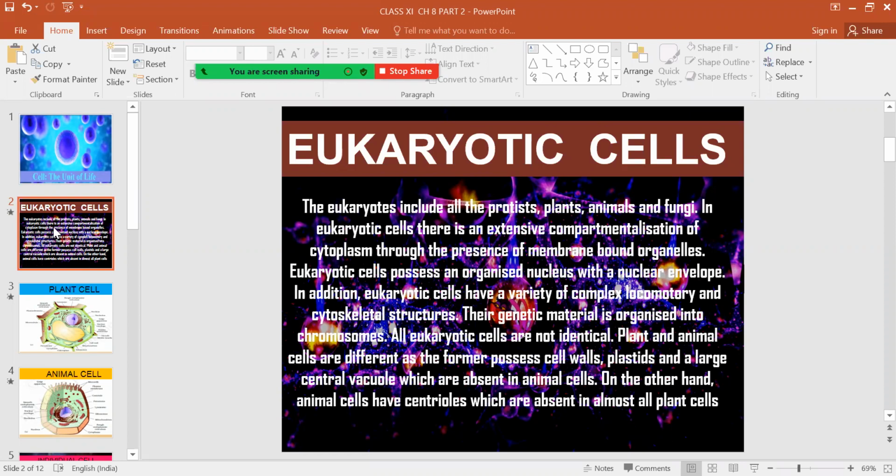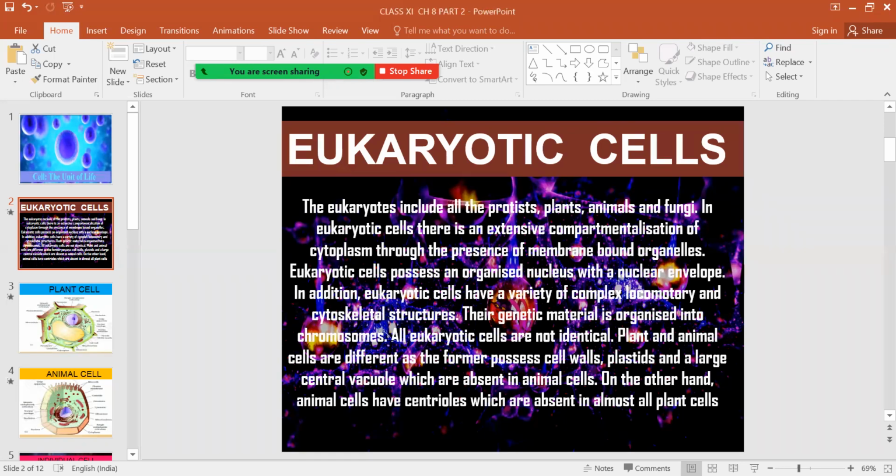We all know that eukaryotic cells have membrane-bound organelles, and the eukaryotes include all protists, plants, animals, and fungi. The eukaryotic cells have large compartments of cytoplasm through the presence of membrane-bound organelles. They have a nucleus, which is surrounded by a nuclear envelope. In addition, there is a variety of complex locomotory and cytoskeletal structures. The genetic material is organized into chromosomes.